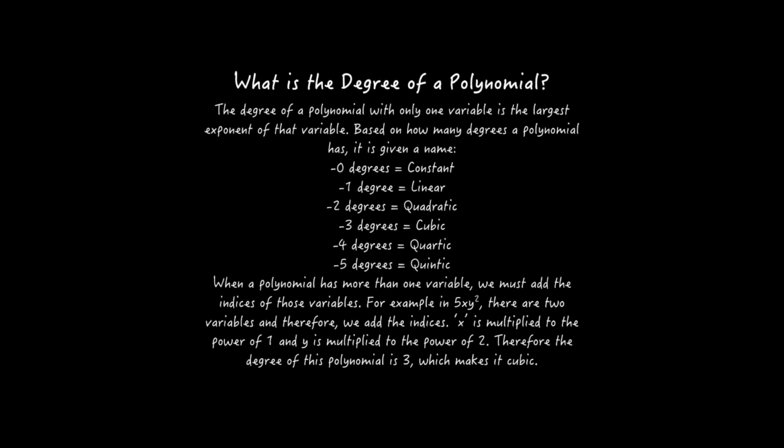For example, in 5xy squared, there are two variables and therefore we add the indices. X is multiplied to the power of 1 and y is multiplied to the power of 2. Therefore, the degree of this polynomial is 3, which makes it cubic.